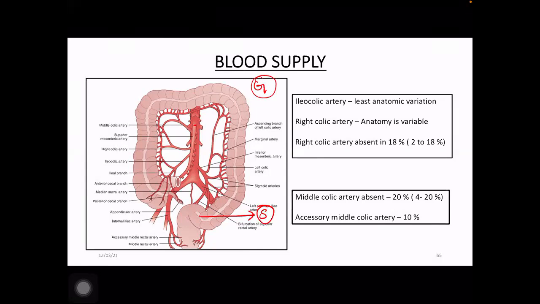So remember, the ileocolic artery is the most constant artery. The right colic artery anatomy is variable, as I said before, and it is absent in 18%. And Sabiston, the exact percentage is given as 2 to 18%. Shackelford gives us 18%. The middle colic artery is absent in 20%. So almost in 20% of cases, both right colic and middle colic are absent. Sabiston gives us 4 to 20%. Fine. In some patients, there is an accessory middle colic artery, which is present in 10% of people.